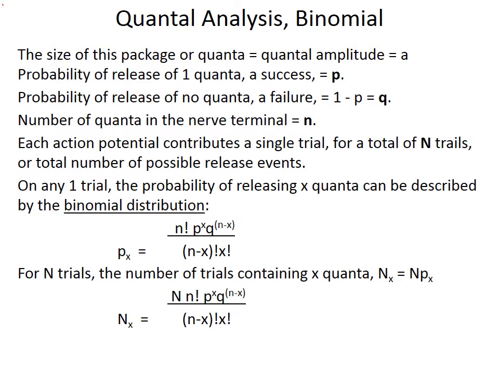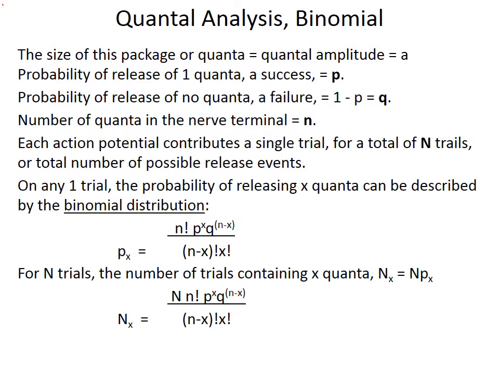But on any one trial, the probability of releasing an unknown quantity x of quanta, that is, how many packages of neurotransmitter could be released, would be described by the binomial distribution, where the probability of releasing x, where x was a low number, 0, 1, 2, etc., was equal to little n factorial times p raised to the x times q raised to the n minus x, over n minus x factorial times x factorial.